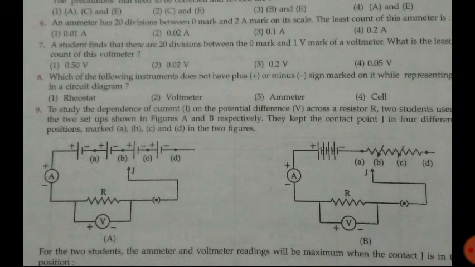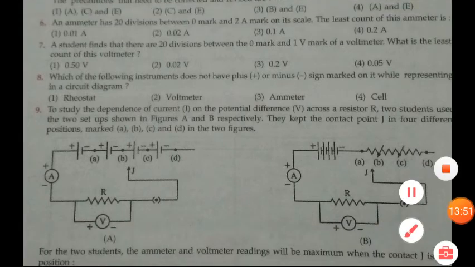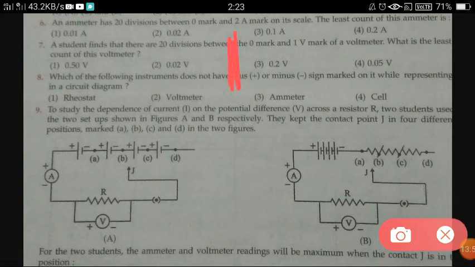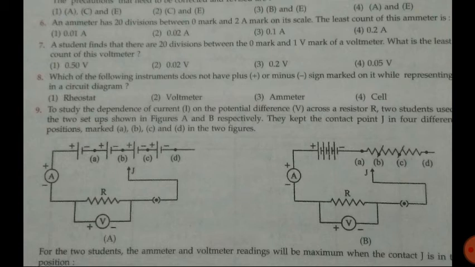So when we have to find out the least count, the formula will be 1 upon the number of divisions. For one ampere it is having how many divisions? 10 divisions. So 1 upon 10, that means 0.1. 0.1 is the least count. 0.1 ampere is the least count of this ammeter.